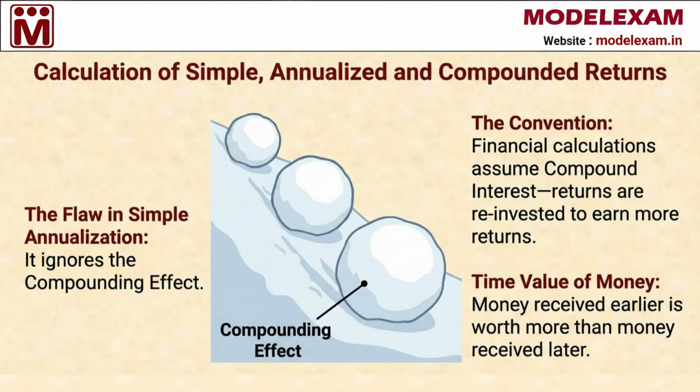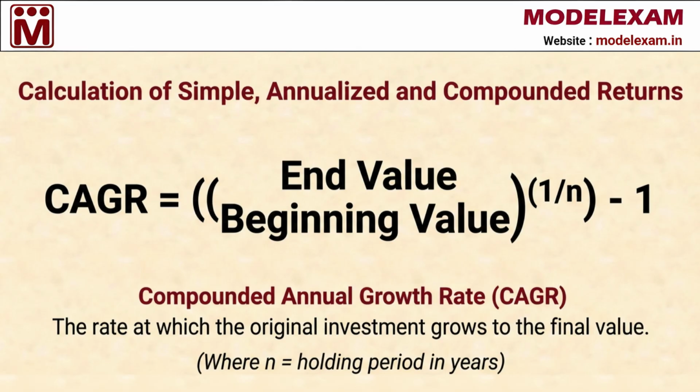Simple math misses this. To account for this, we use the CAGR or compounded annual growth rate. This calculates the rate at which the original investment grows to the final value, assuming the profits are reinvested. The formula is the end value divided by the beginning value raised to the power of 1 divided by n, minus 1. Here, the letter n stands for the holding period in years.